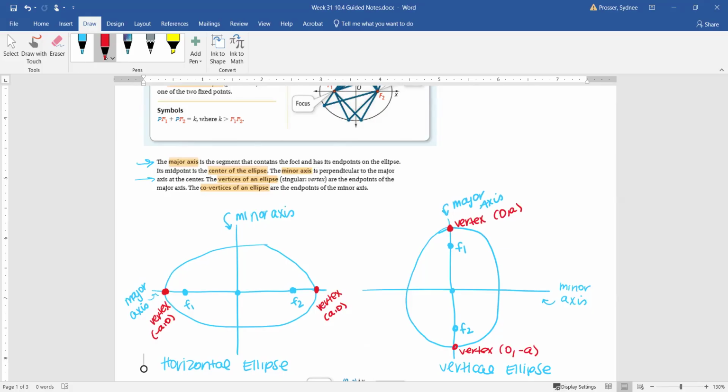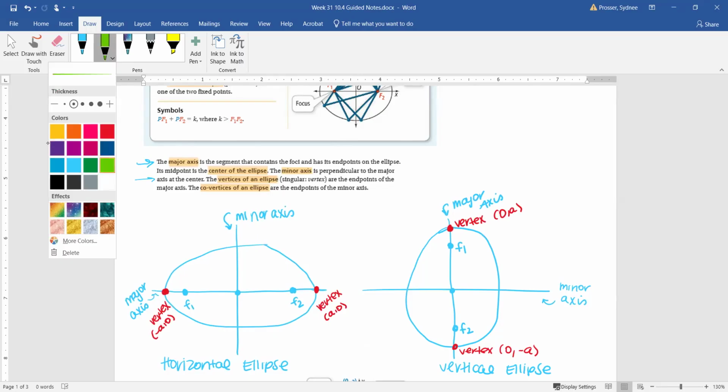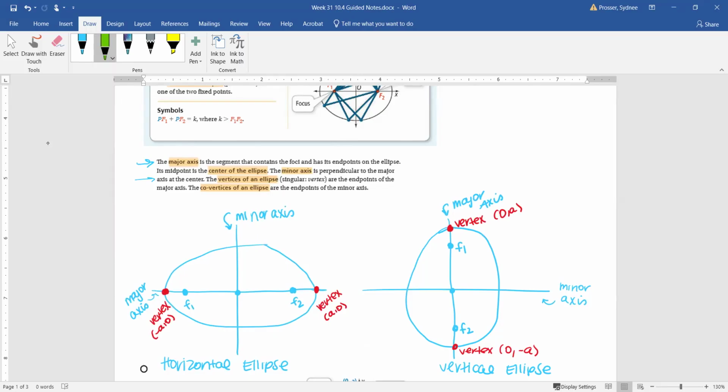And so then on our minor axis, we have our co-vertices. And so that's going to be the endpoints on the minor axis. So here we've got a co-vertex. And here we've got a co-vertex on our minor axis. Same thing over here, we've got a co-vertex and a co-vertex.